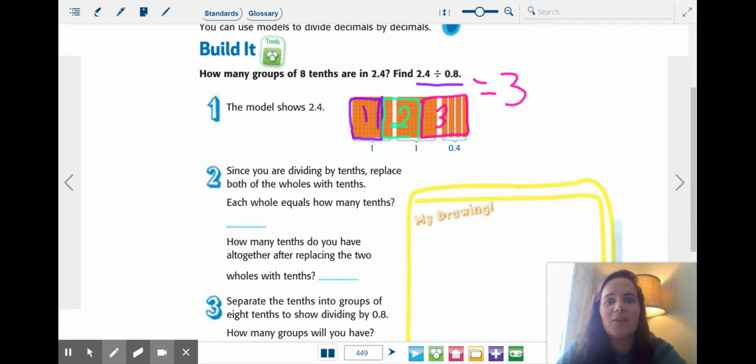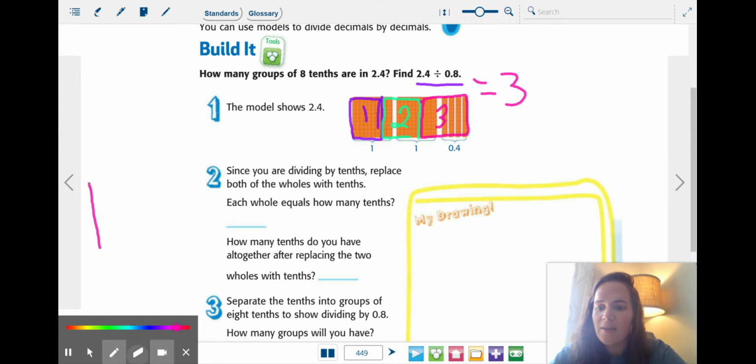Your book explains it a little bit differently than I just did. The way I did is the way that makes sense in my brain. It might make a little bit more sense to you, though, how the book did it. So let's look at that option really quick.